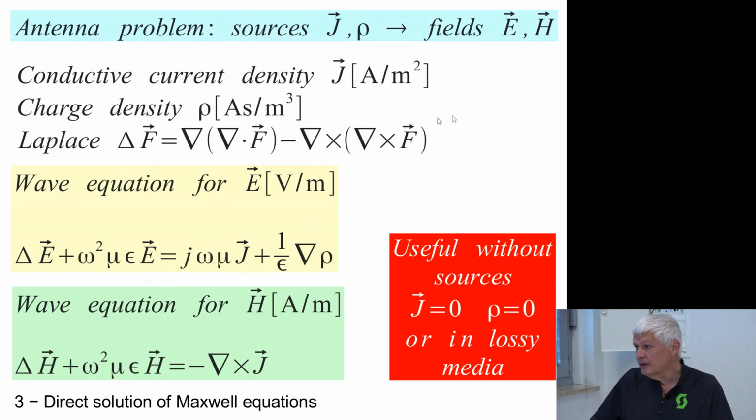From the Maxwell equations, we can derive the equations, and the simple problem we were talking about is really the simple antenna problem. When we know the sources, when we know the currents, the current densities, when we know the charge densities, we calculate from them the fields.